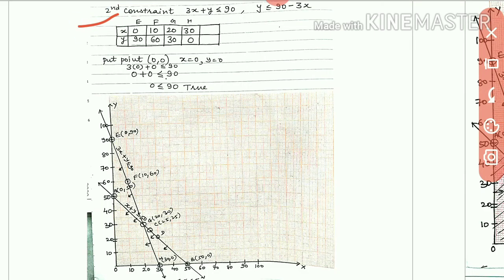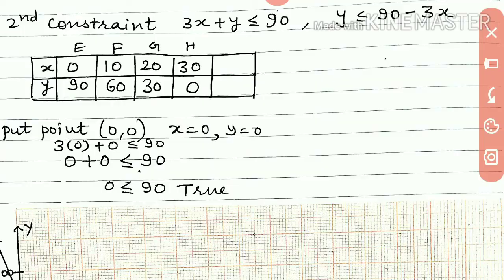The second constraint is 3x plus y less than or equal to 90, and you can transfer the 3x to the right hand side, so we get y less than or equal to 90 minus 3x. In place of x you will put the values and you will get y.